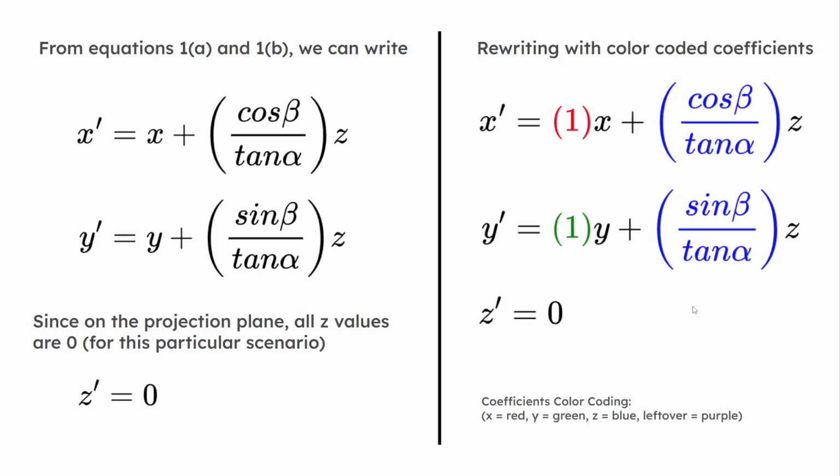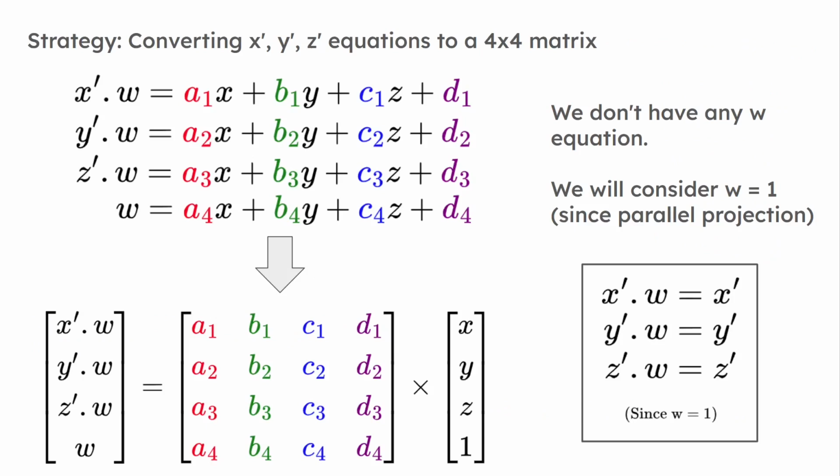But how can we build such a matrix from these three equations? If we have a set of 4 equations like this, we can build the matrix from the coefficients, but we only have 3 equations: x prime, y prime, and z prime. But what about w here? We don't know w. Since we are doing parallel projection here, where parallel lines remain parallel, we can set w to be 1, just like we do for affine transformation.